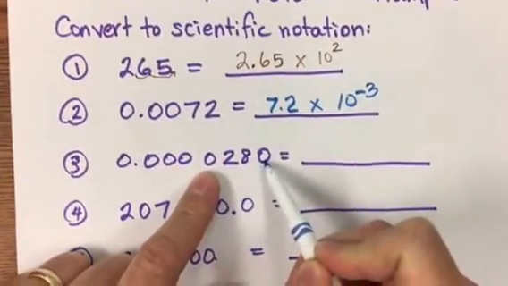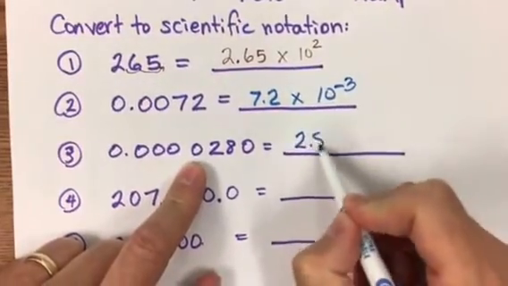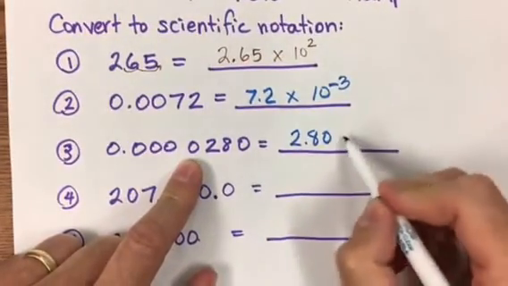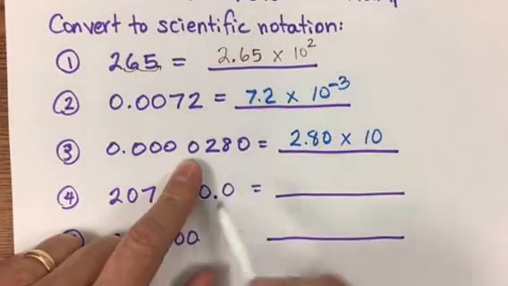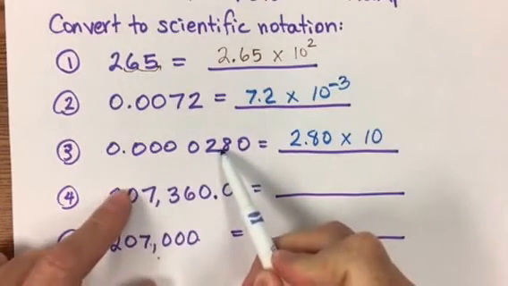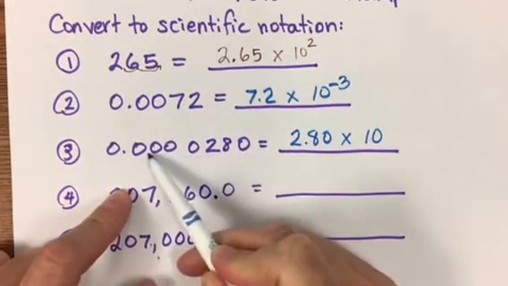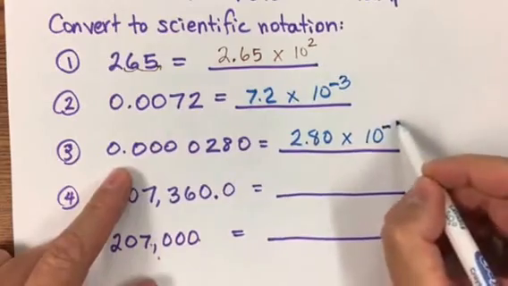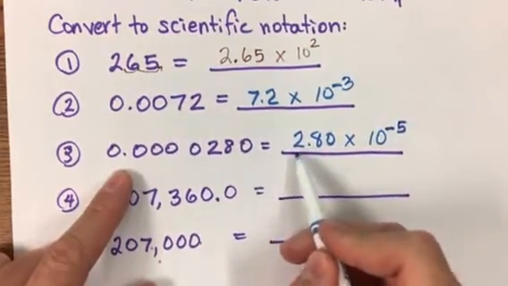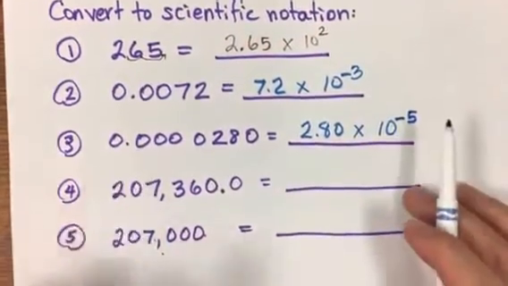Okay, how about this one? This 0 is significant, so it's 2.80 times 10 to what power? To get the original number back, I'd have to go 1, 2, 3, 4, 5 places. So it's negative 5 because the decimal has to move to the left to get the original number back.